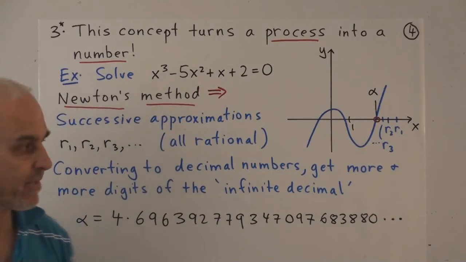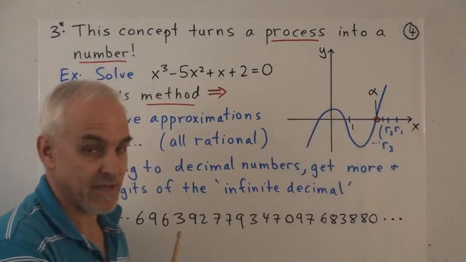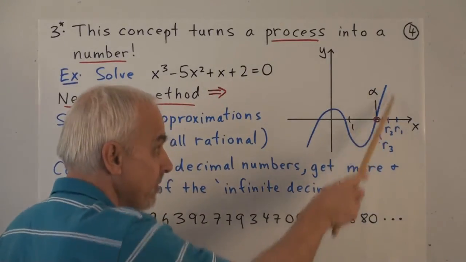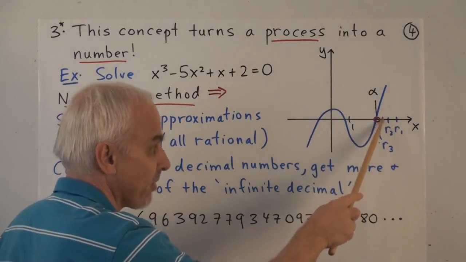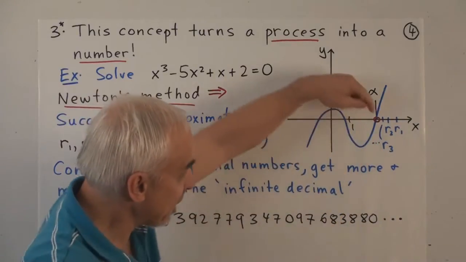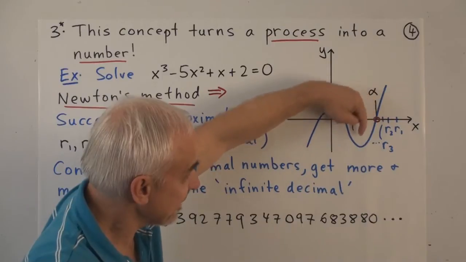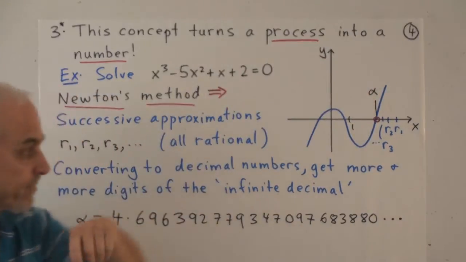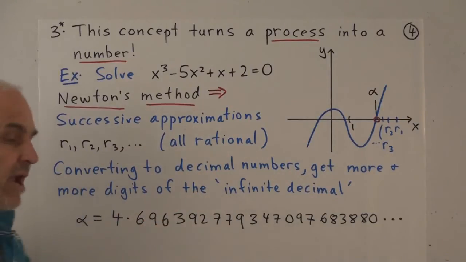solve this equation. Geometrically, we may start with a value x, say r1, and then using Newton's method, we generate r2, and then r3, and we can keep going, generating more and more rational numbers that are getting closer and closer to having the property that they're both on the x-axis and on this curve. So we get successive approximations, r1, r2, r3, and so on, all rational.